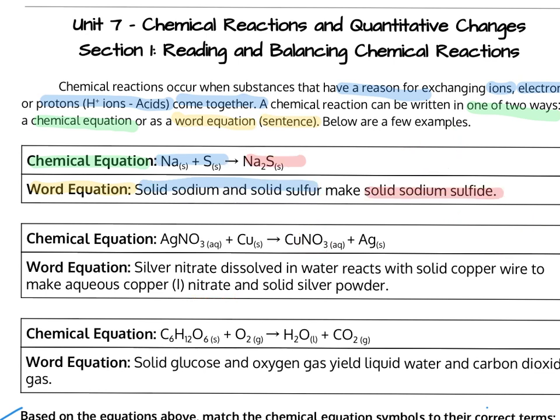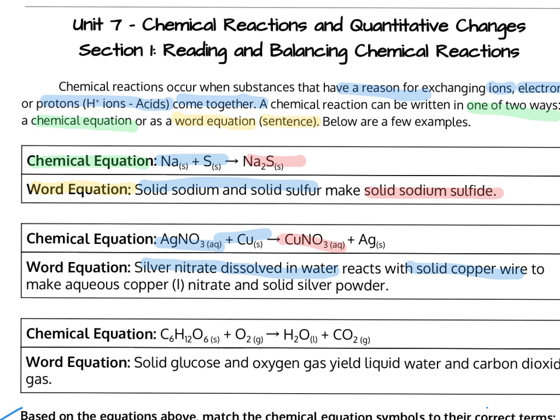Down here, we have silver nitrate, aqueous. That matches up to silver nitrate dissolved in water. Remember, dissolved in water, that's the definition of aqueous. And it is reacting with copper. So that "with" means those are both reactants. And that is a copper solid, so solid copper wire. And then we have copper nitrate.